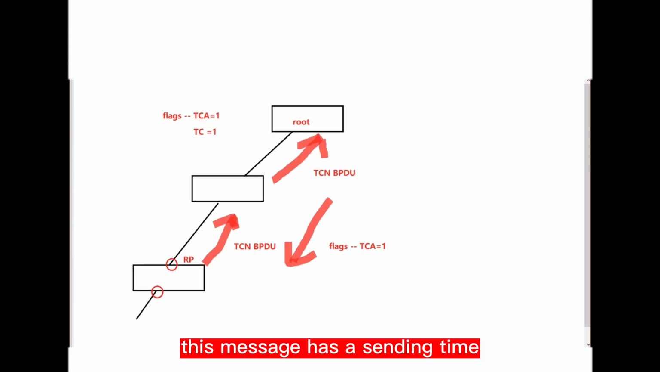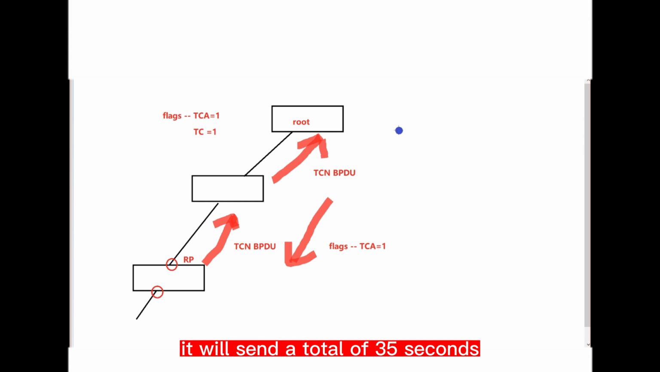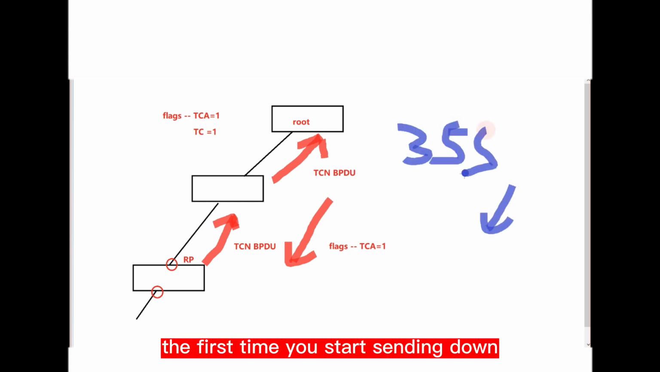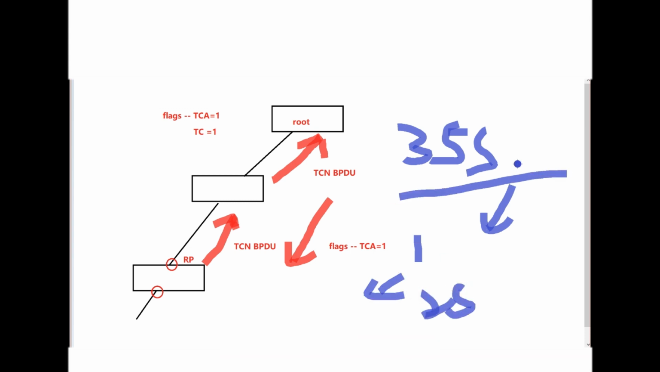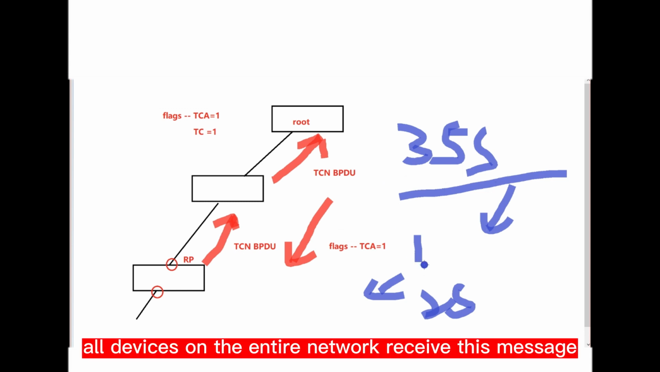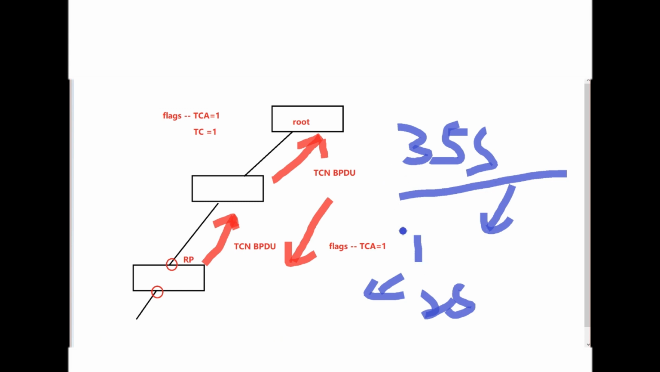This message has a sending time. It will send a total of 35 seconds. The first time you start sending down, send once every 2 seconds, for 35 seconds. Then stop. Keep sending until it is confirmed that all devices on the entire network have received this message.